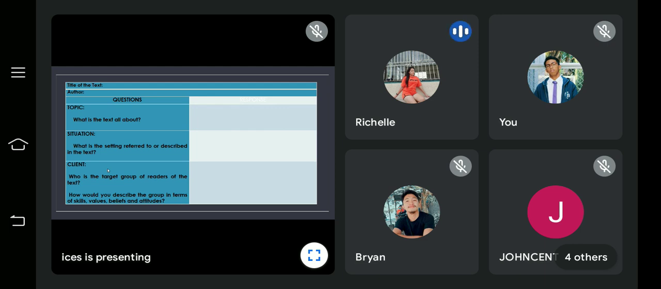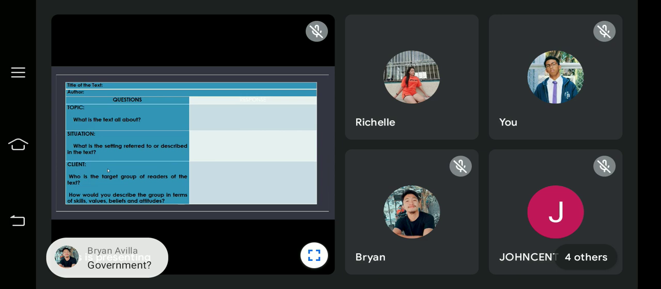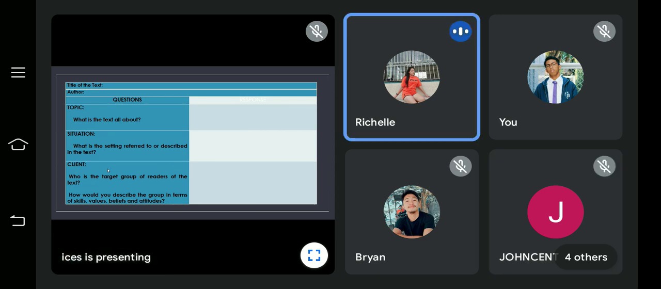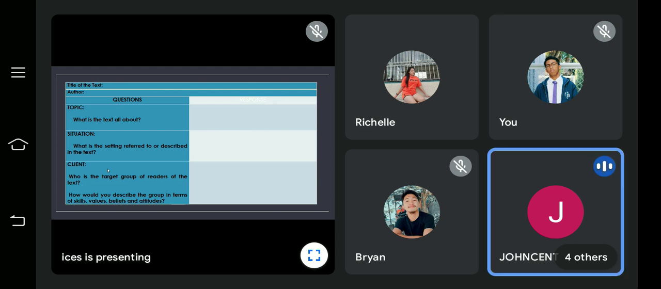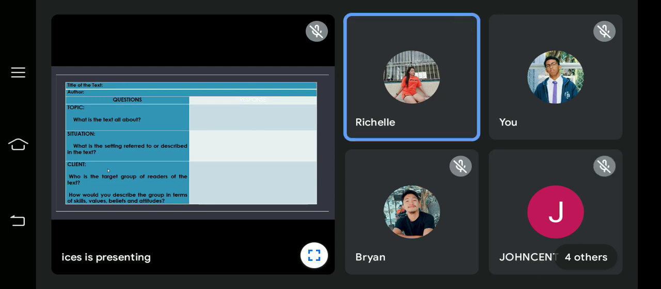So next table, who is the target group of readers of the text? Who do you think is the target audience or reader of the author, to whom she wants to address the said text? What do you think, class? Ma'am, Government. Very good, Mr. Abilia. Yes, Mr. Detailo. You have something to say? I second the motion, ma'am. It's the government. Yes, very good.